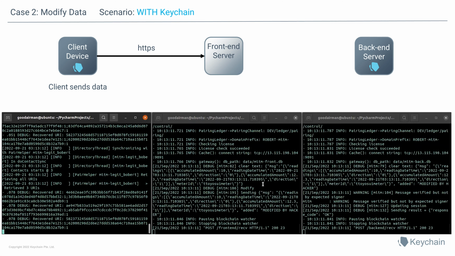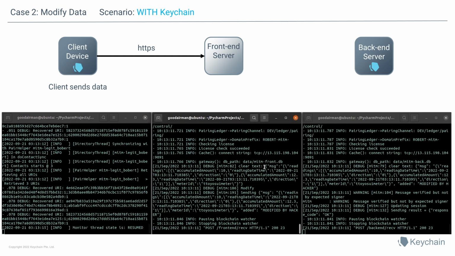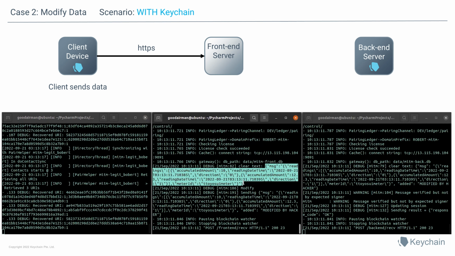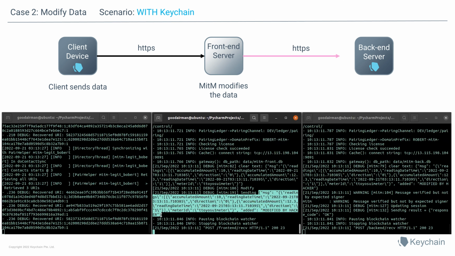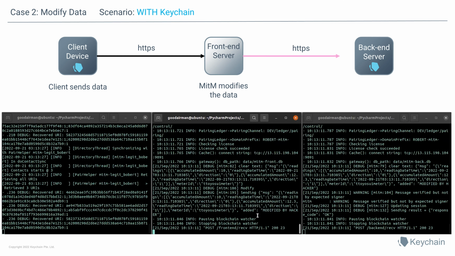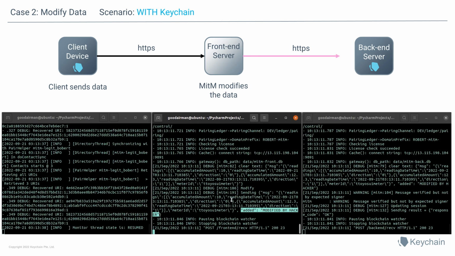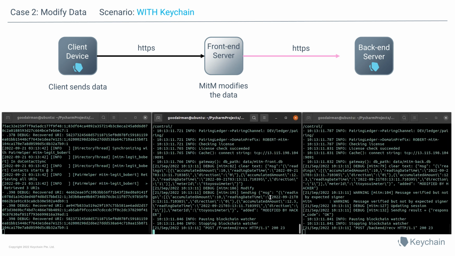Okay, and here you'll see that it has successfully received and decrypted the message, and it is modifying the message. It is sending the modified message to the backend server, and the modification it made is that it added this text here to the decrypted message. Then it has signed and encrypted this modified message and sent the modified message to the backend server.